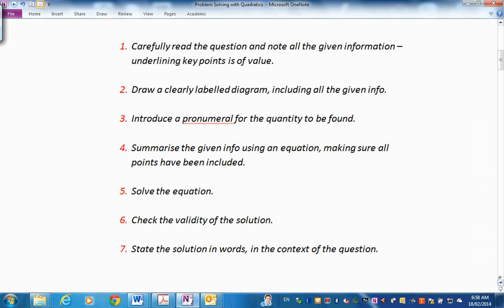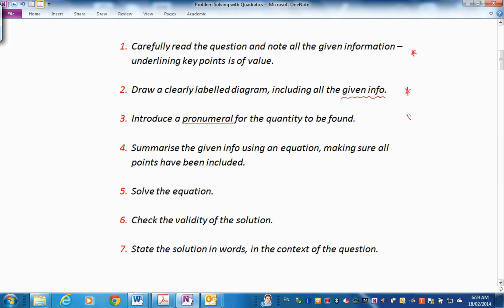And here I've got Huddy's little system of problem solving, if you like, some steps that you might follow. And the first step up here, carefully read the question, note all the given information, underlining key points is of value, so you don't leave anything out. I'm going to show you how to do that in a minute. Draw a clearly labelled diagram if one isn't given, and make sure you use all the given information. That's important. Okay, all the given information. If you get stuck, often you can go back to the statement and you can find something you haven't used.